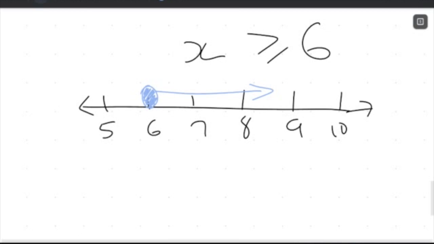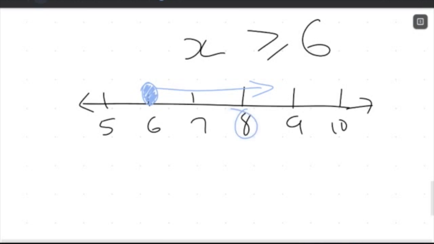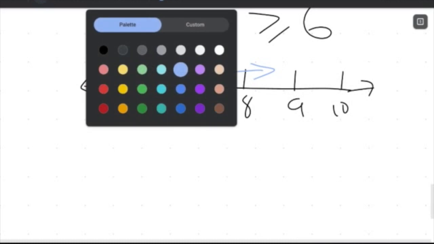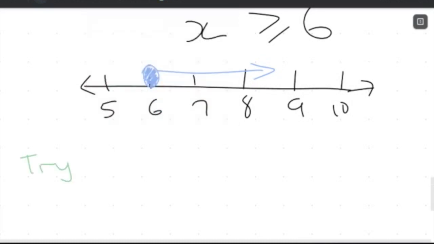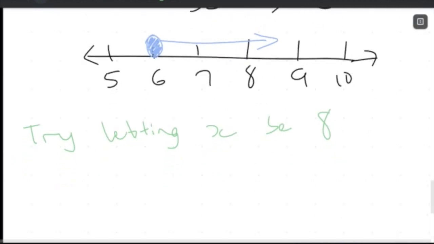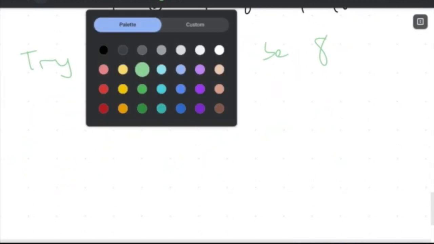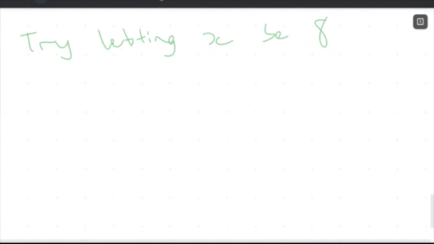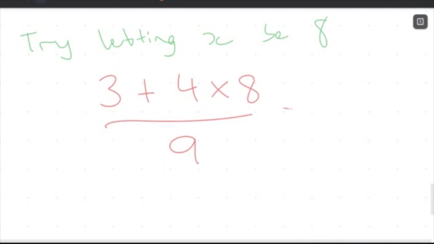Now let's just check one just to make sure. Let's try the number 8. And you guys can try another number at home if you want to practice. So let's try letting x be 8. 8 is a number that's greater than or equal to 6, so this should work. And when we substitute this in, we get 3 plus 4 times 8, divided by 9, greater than or equal to 3.